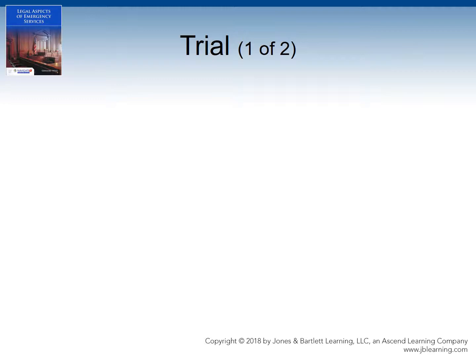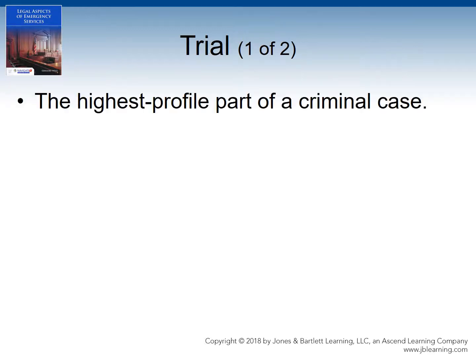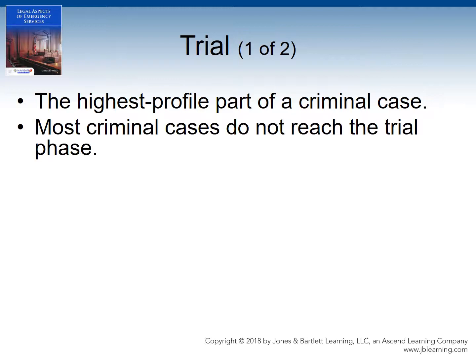After all of that, if there are no motions that result in the charges being dismissed, the prosecutor does not drop the charges, and no plea bargain is reached, the case will go to trial, which is the highest profile part of a criminal case. Depending on the particular case, there may actually be a tremendous amount of notoriety surrounding the criminal trial. With that being said, most criminal cases do not reach this phase, as more than 90% of all criminal convictions result from negotiated plea bargains.